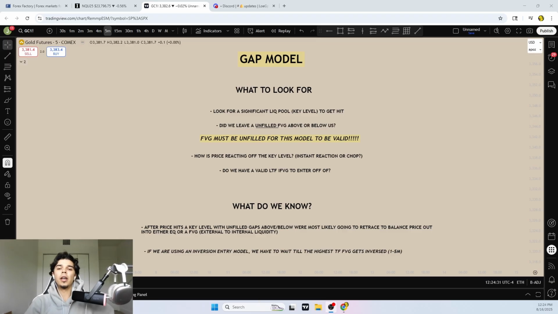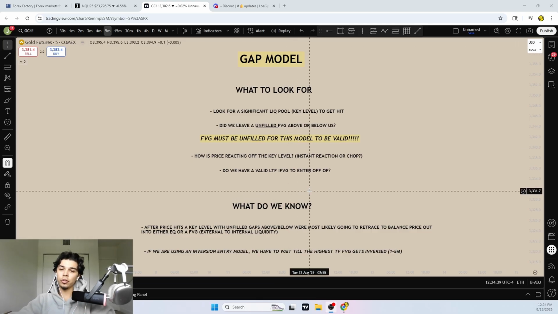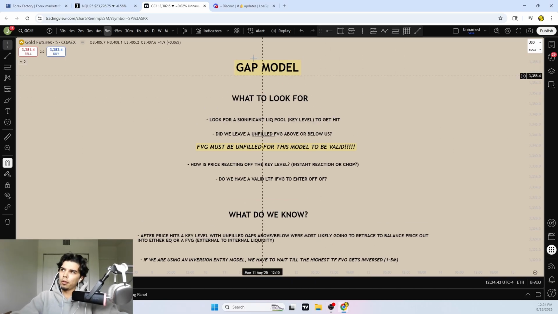So just like the PDI strategy, we're going to do a brief overview of what we learned in part 1, and then we'll jump into my live examples of trades I actually took and go over those together, all right? So again, what are we looking for with our gap model?